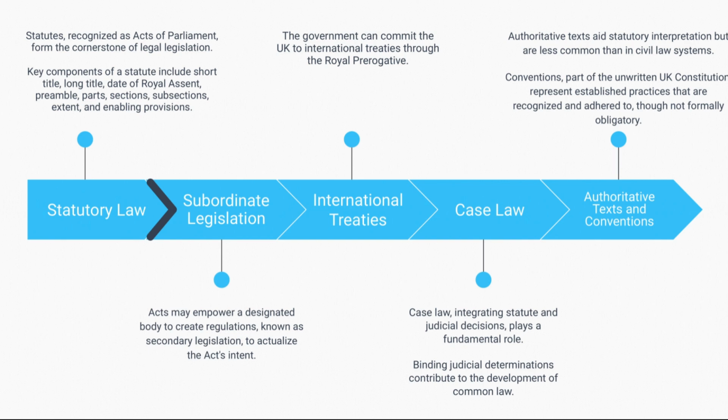Subordinate legislation, also known as secondary legislation, empowers a designated body to create regulations that actualize the intent of the Act. International treaties are agreements the government can commit to through the royal prerogative, impacting domestic law. Case law, which integrates statute and judicial decisions, plays a fundamental role. Binding judicial determinations contribute to the development of common law. Authoritative texts aid in statutory interpretation but are less common than in civil law systems. Additionally, conventions, part of the unwritten UK Constitution, represent established practices recognized and adhered to, though not formally obligatory. These sources shape the legal framework, ensuring a comprehensive and adaptable law system.